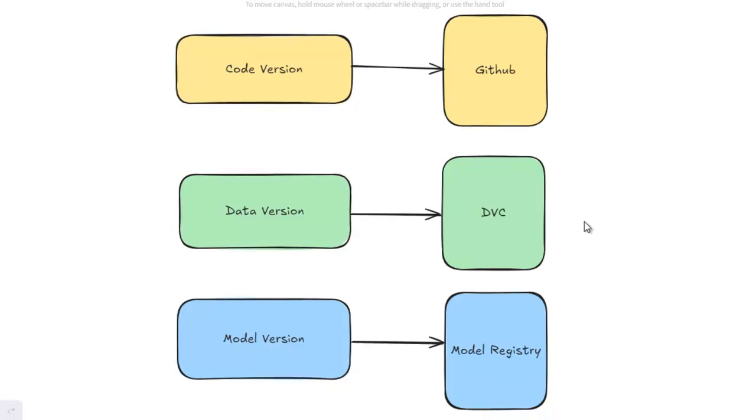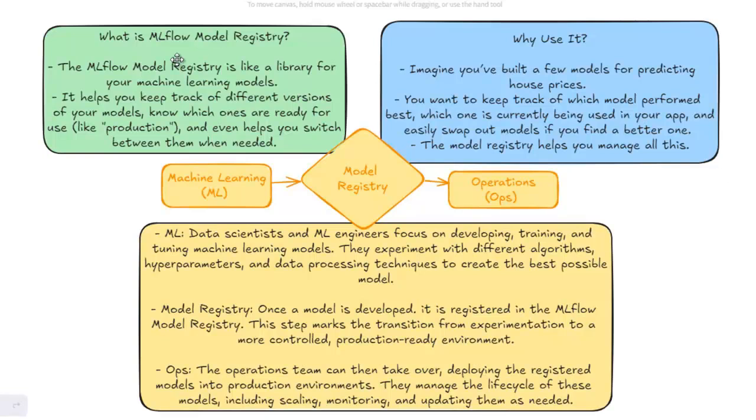Now let's move on. So now let's first understand what the MLflow model registry is. The MLflow model registry is like a library for your machine learning models. It helps you keep track of different versions of your models, know which ones are ready for use, like in production, and even helps you switch between them when needed.